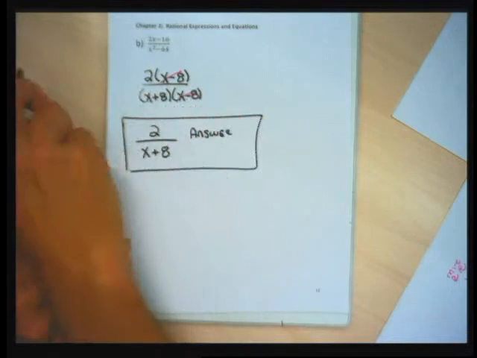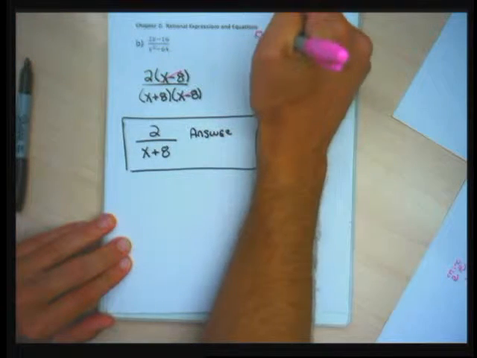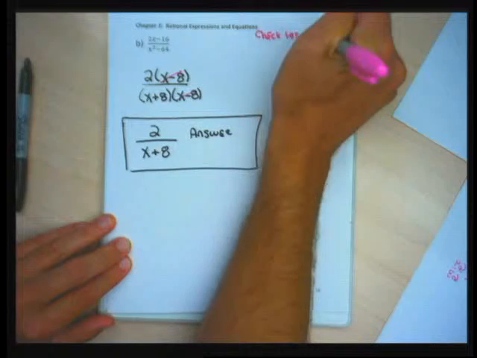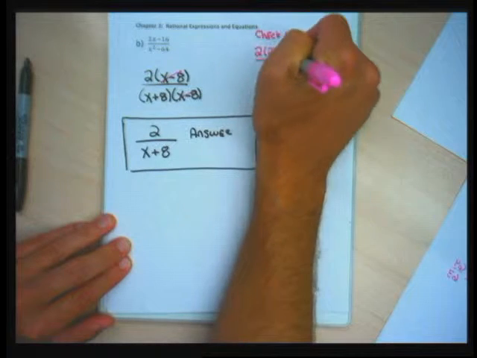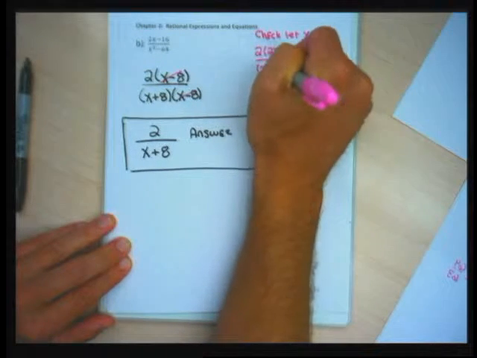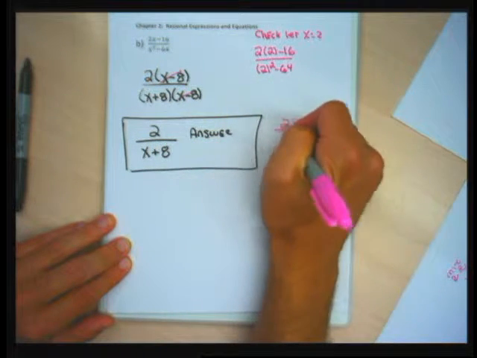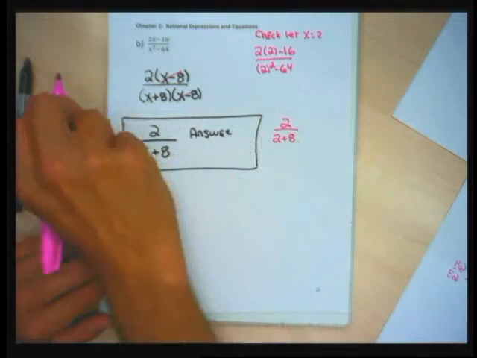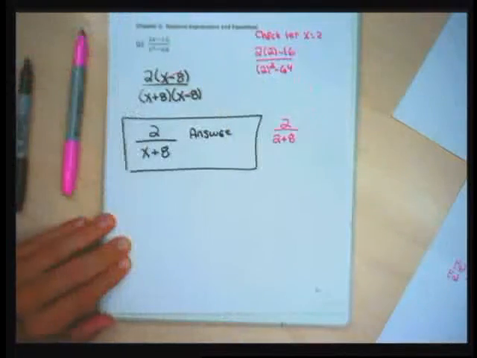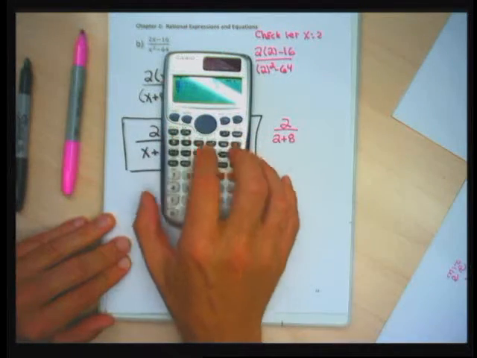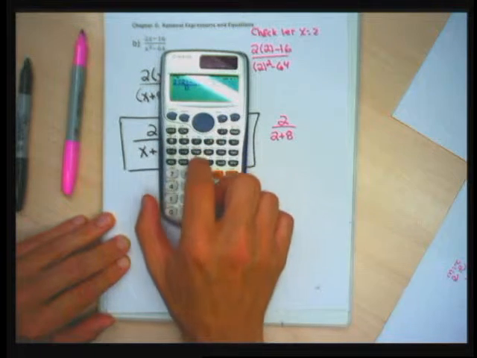Again, I want to check. I'm going to plug in 2 for x for my checking. I'm going to go to the original problem and go 2 times 2 minus 16 over 2 squared minus 64. Don't really need that parentheses, but it's okay. And I'm going to go to my answer and go 2 over 2 plus 8. So I'm going to take the x's in the original problem, take the x's in my answer, change them to 2, reduce both those fractions. If they equal the same, then my answer is good. If they don't equal the same, then I've made a mistake.